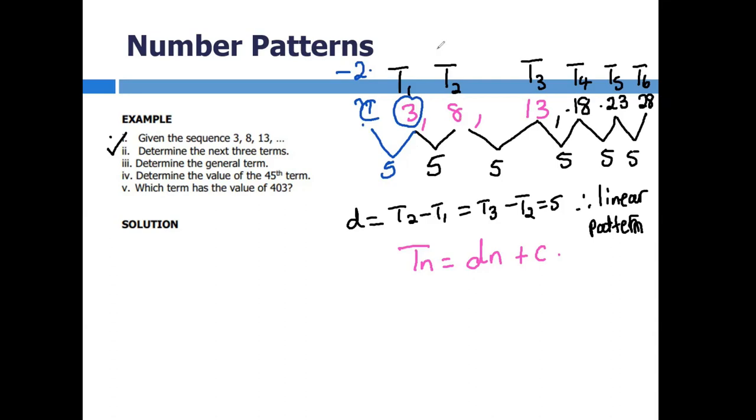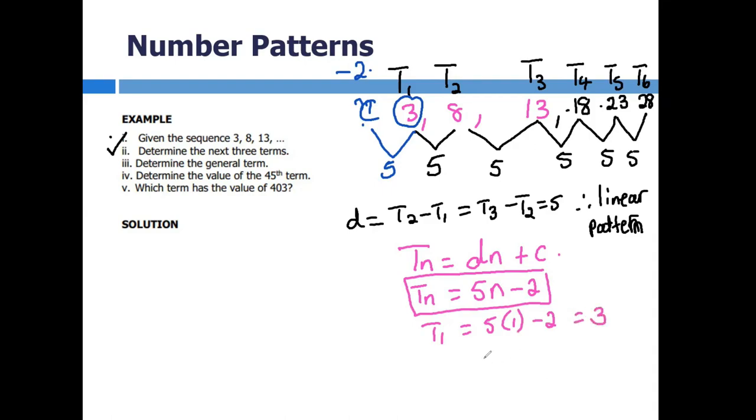So I have found my number. Then I can say Tn is equal to D, which is 5n, and C is equal to 5n minus 2. That's my general term. Now if I were to substitute to check if it is correct, where n is, I'll put 1. Can you see? 5 minus 2, my answer is 3. If I find T2, 5 times 2, minus 2, 10 minus 2, my answer is 8. So from the general term, I am creating the sequence back, which means my general term is correct.